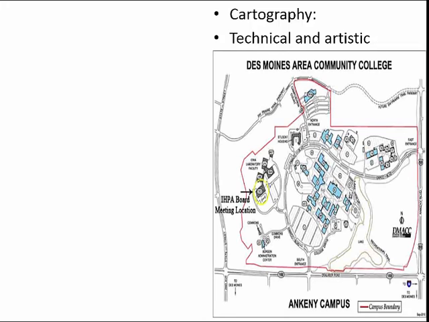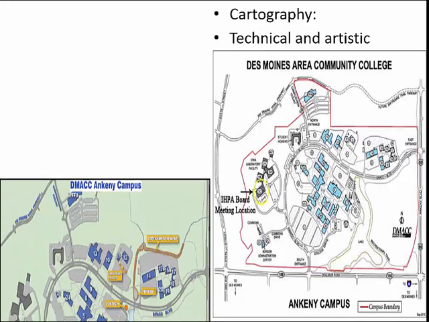So for example, we have here a map of the DMACC campus, of the Ankeny campus. And this map maker decided, okay, I'm going to show where the parking lots are. They're going to number the buildings so people can find classrooms or other resources. Someone has taken this map and circled on here a particular building so someone could find it quicker and arrive there for a meeting.